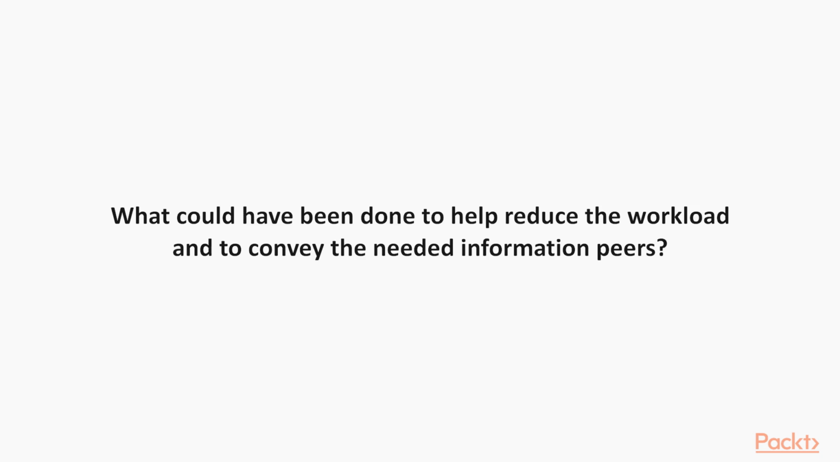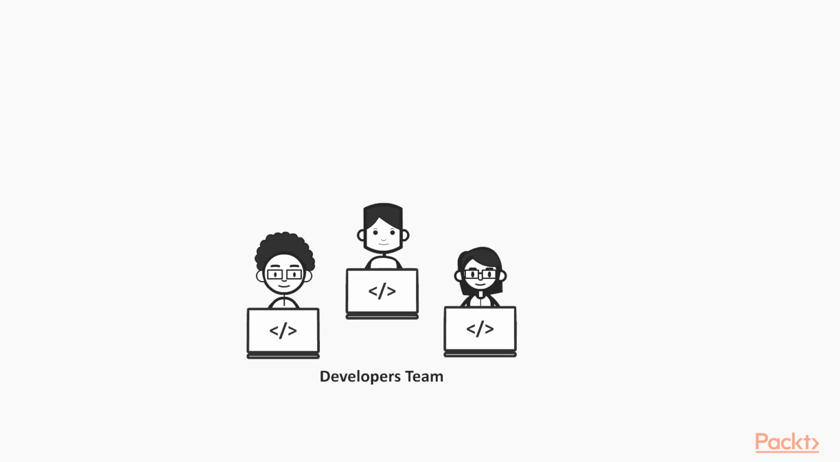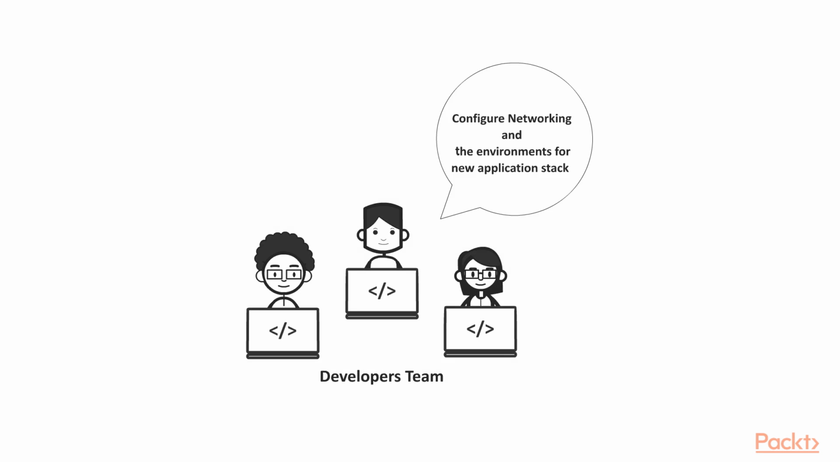Enter configuration as code. Imagine the same scenario where a development team comes to you and asks that you configure networking and the environments for their new application stack. You then proceed to fulfill that request, but instead of working on each environment's console or command line, you write out the tasks in a file. Then when done with the file, you enter a command and fire off the configuration for each environment in parallel. You then commit the file to source control.